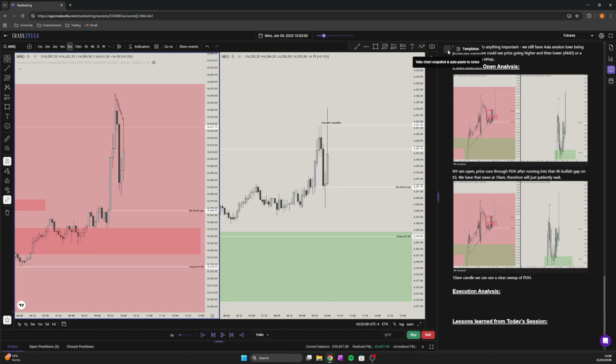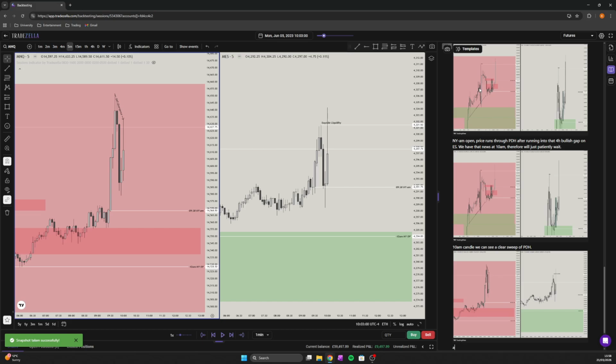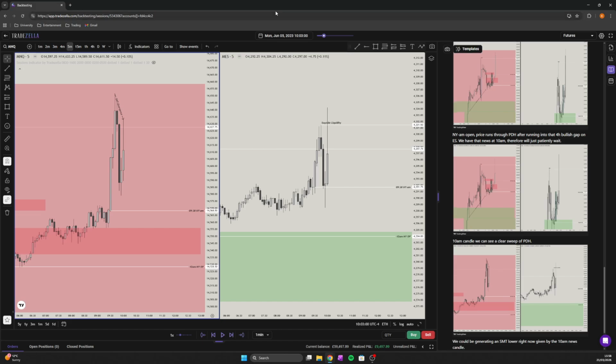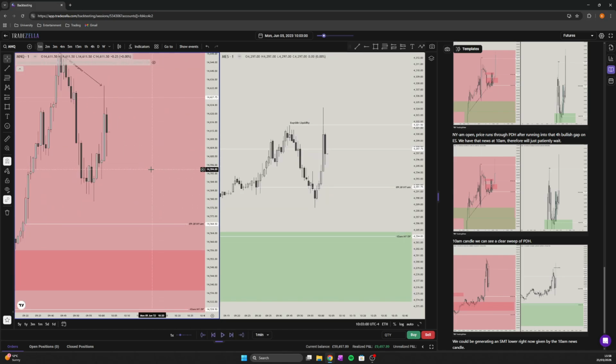So let me just take a picture. Say we could be generating an SMT lower right now, given by the 10 a.m. news candle. Okay. So let's just kind of look now. And what do I want to see? Well, I want to see, first of all, a change in the state of delivery.